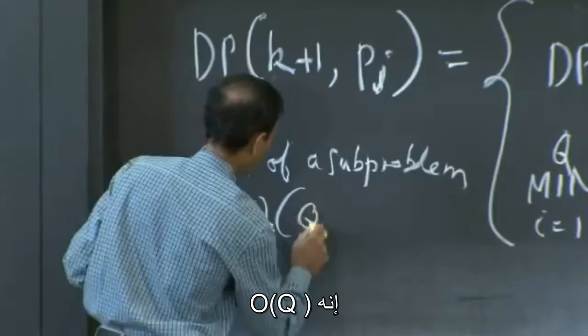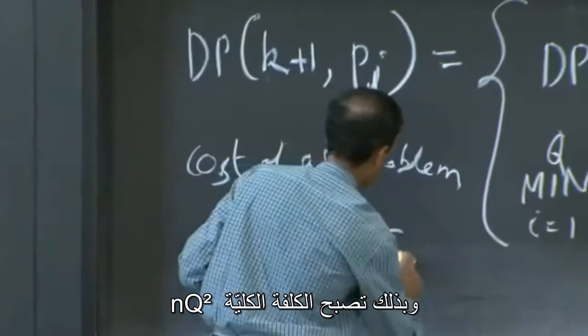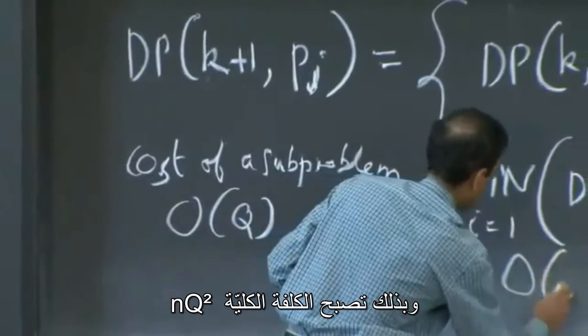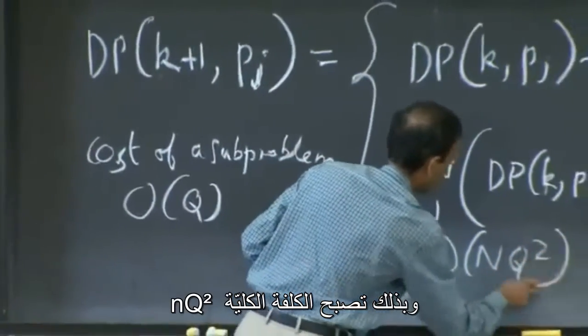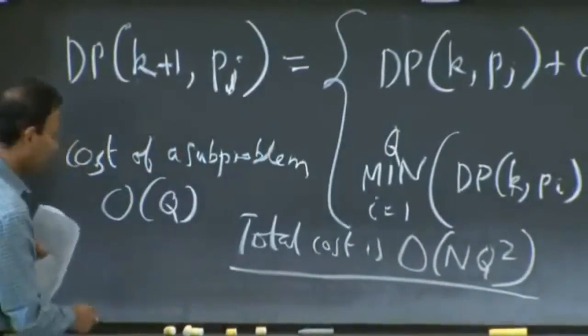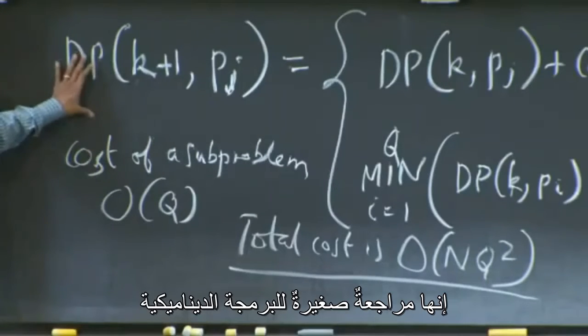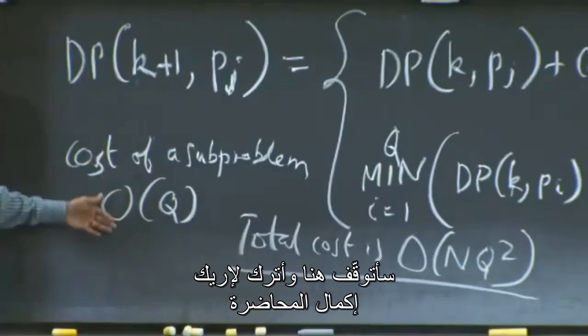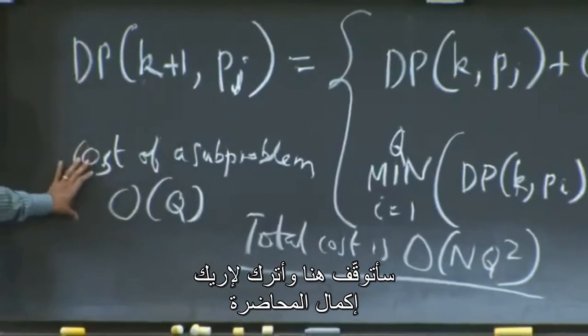And so the total cost is NQ squared. All right? It's a little review of DP. I'm going to stop here and let Eric take over.